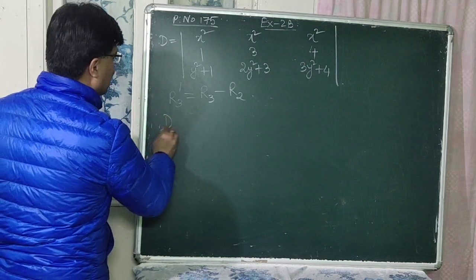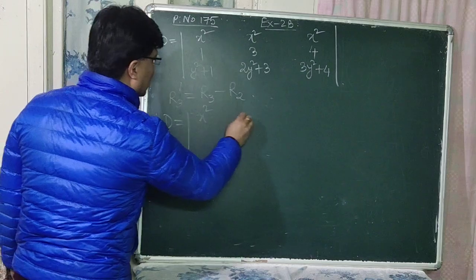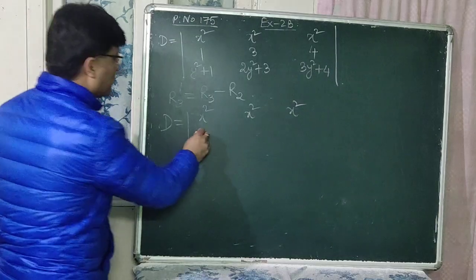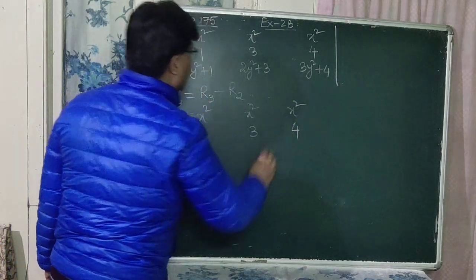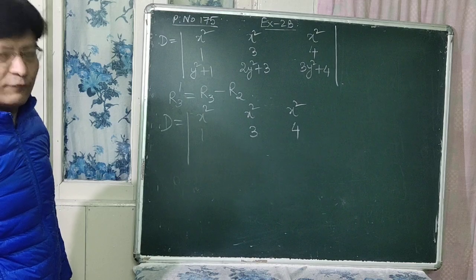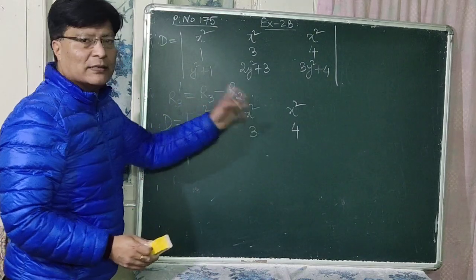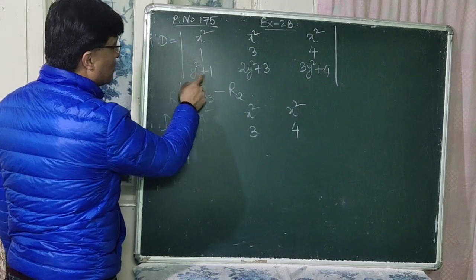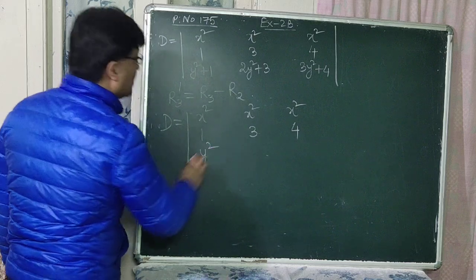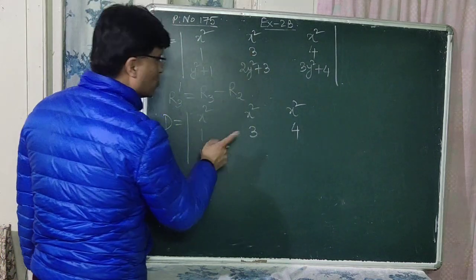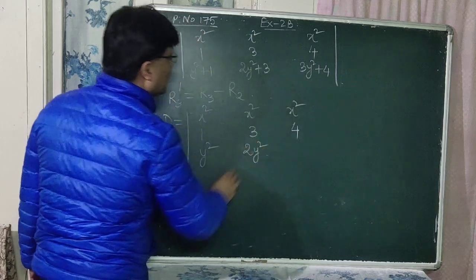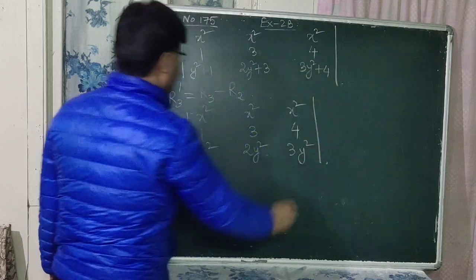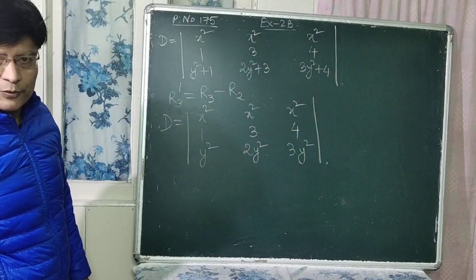So therefore D is equal to the first row x square, right? What is the second row? 1, 3, 4. Now let us use R3 minus R2. That is y square, R3 minus R2. y square plus 1 minus 1 is y square. 2y square plus 3 minus 3 is what? 2y square. And then 3y square plus 4 minus 4 is 3y square. Is that clear to all of you?